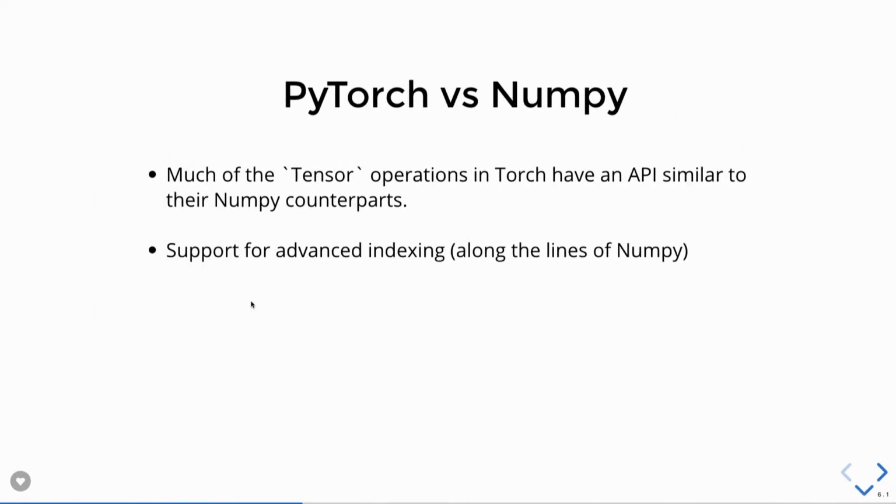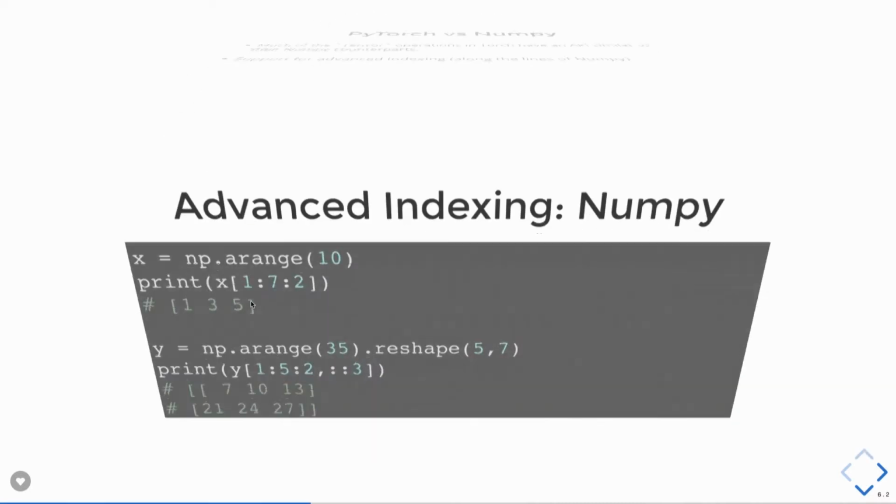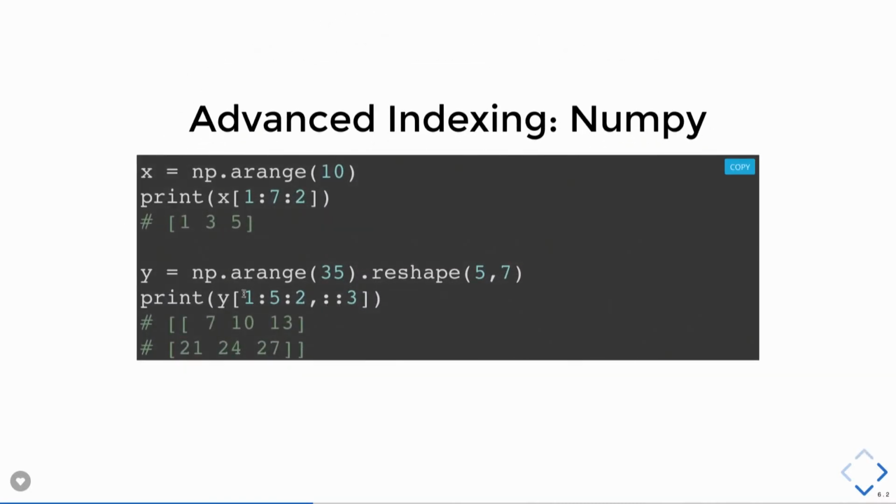I should say most of the tensor operations have an API which is very similar. Even things like advanced indexing, where you have these sorts of indexes with strides and everything, and you are indexing into a NumPy array, the same thing can be done with PyTorch. This is an example of advanced indexing in NumPy, which is a very standard thing. You have an array of 10 numbers, and then you're striding into different elements with a different stride and so on.